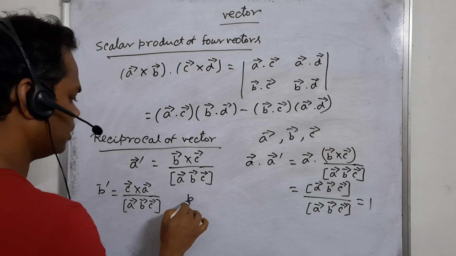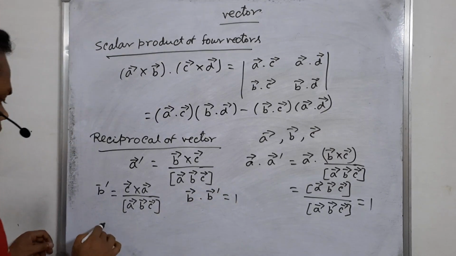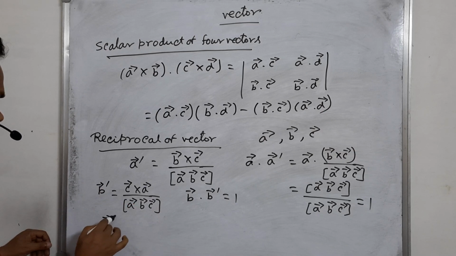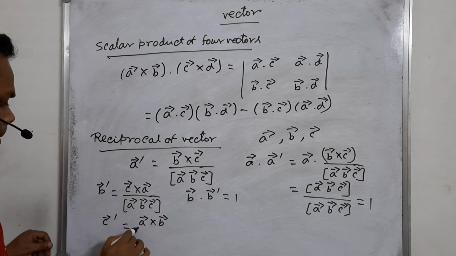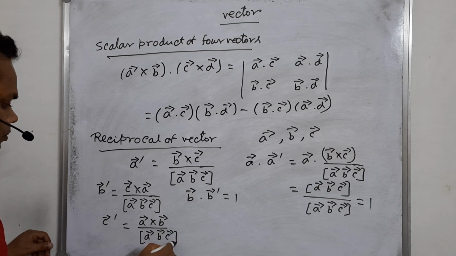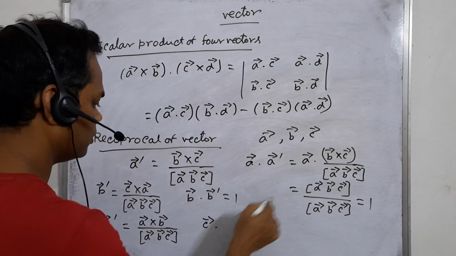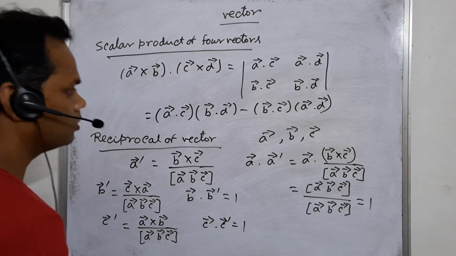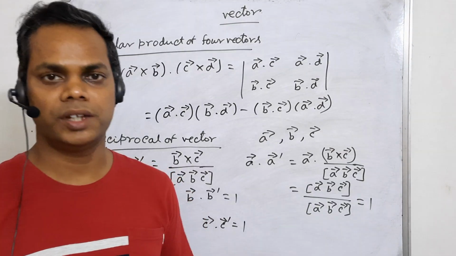Similarly, B prime is equal to C cross A vector by box ABC. Using this formula, B vector dot B prime is also equal to 1, and C vector prime is equal to A cross B by box ABC. This becomes, using this formula, C vector dot C vector prime is equal to 1. These are all the concepts of vector. In the next video, we will discuss vector equation.